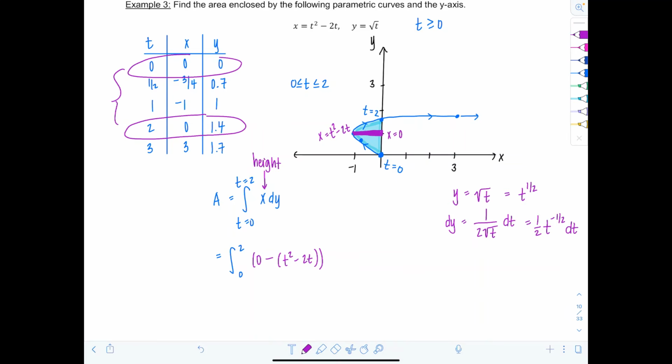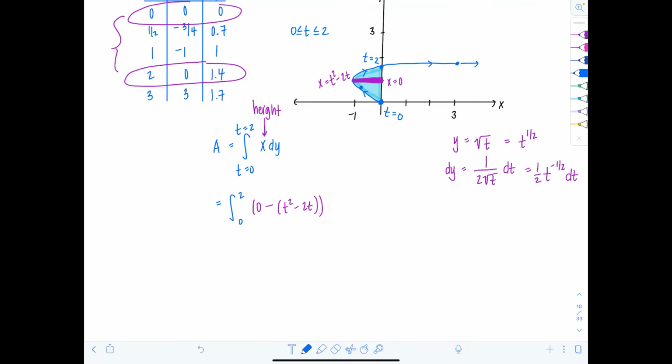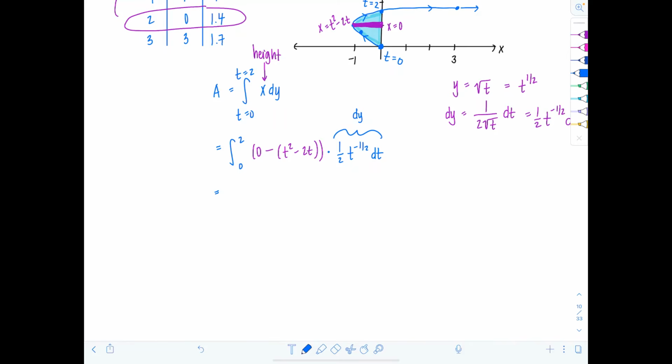And then that's x, that's all of my x. And then dy, we have it over here. I'll write it as 1/2 t to the negative 1/2 dt. So that's my dy. Okay, good. So now let's just clean up and distribute. What do I want to do? Let's take this 1/2 out.